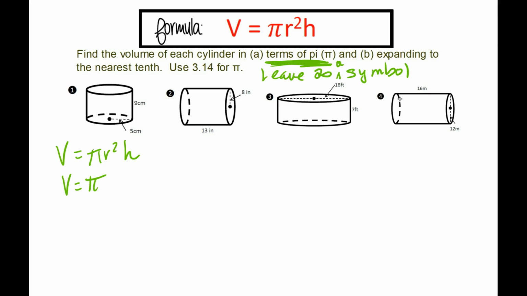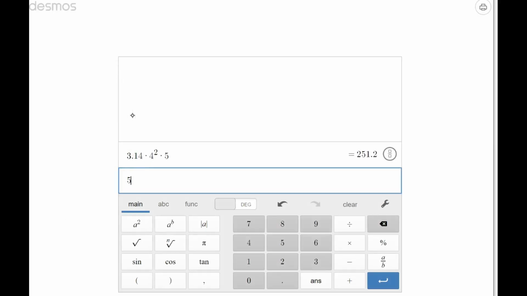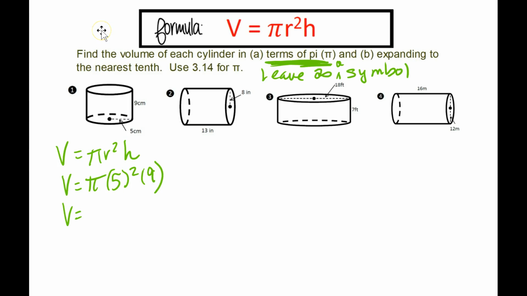What's the radius? Half of the circle is here. So we get 5 squared times my height, which is 9. So in terms of pi, leave it as a symbol. I'm going to do 5 squared times 9. If I use Desmos, 5 squared times 9 is 225. So my answer is 225 what? Pi. That is in terms of pi. In terms of pi, leave pi alone.